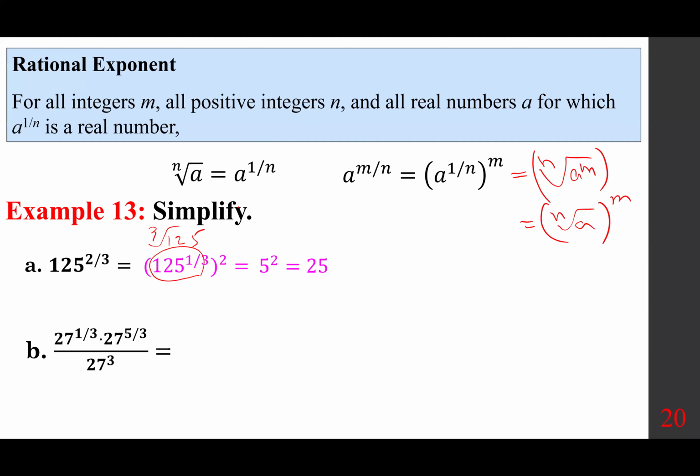27 to the power of 1/3 times 27 to the power of 5/3 over 27 to the power of 3. We have the same base, 27, in each case. So the top one, we use the product rule and we add these two. 1/3 and 5/3 adds up to 6/3 or 2. And now we use the quotient rule. 2 minus 3, 27 to the power of negative 1 is 1 over 27.